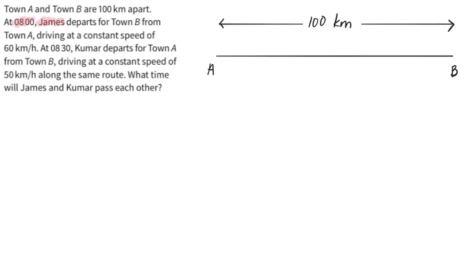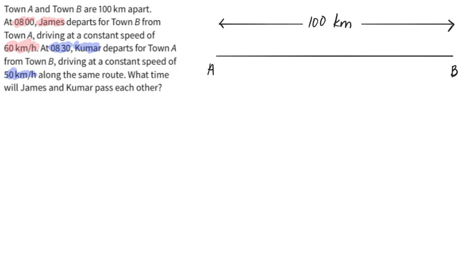At 8 AM, he starts to depart from town B and moves towards town A at 60 kilometers per hour. Half an hour later, at 8:30, Kumar then moves from town A to town B at 50 kilometers per hour.